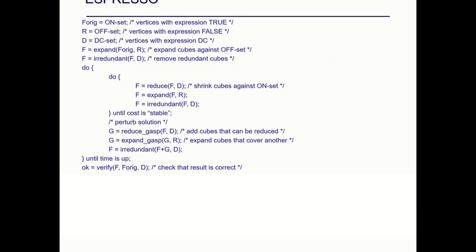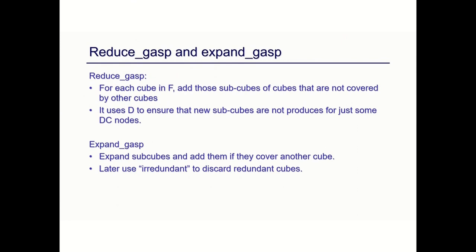So what is reduced gasp? Reduced gasp is nothing but, for each cube of f, add those subcubes of the cube that are not covered by the other cubes. It uses don't care to ensure that new subcubes are not produced for just some don't care nodes. So this is the reduce.